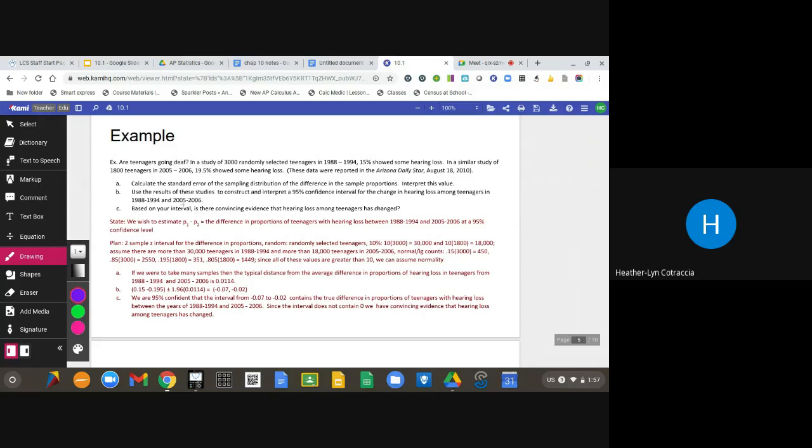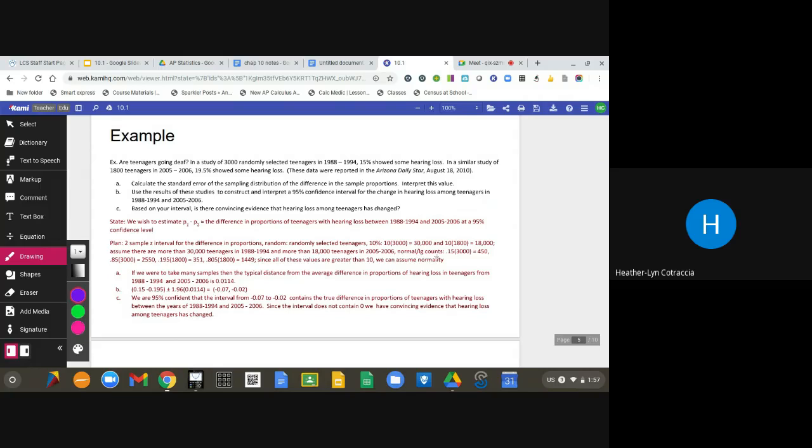For part B, use the results to construct and interpret. I did go up here, you can read this, but I did do the whole state, plan, do, conclude. So here's my state. Make sure you state what you're estimating, which is P1 minus P2, the difference in the proportion of teenagers with hearing loss, at 95% confidence. Here I named my test and I checked my conditions. Most of them are the same, like the 10% condition, but you have to check both. So we had to assume there's more than 30,000 teenagers between 1988 and 1994, and more than 18,000 between 2005 and 2006 for that 10% condition.